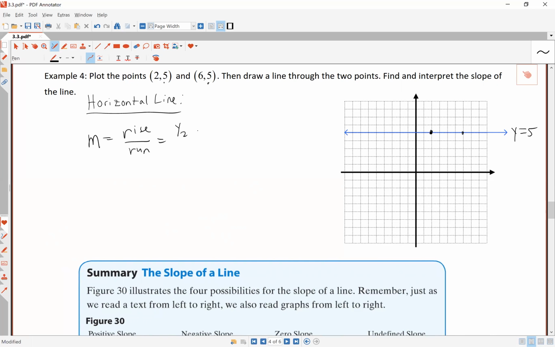In putting it into the slope formula, y2 is 5 and y1 is 5. That's a 0 rise. We're not moving up and down. We're staying on the horizontal line. And x2 is 6 and x1 is 2, which means we ran 4. From any point on this line to another one, it would be all run and no rise. This is said to be a slope of 0.